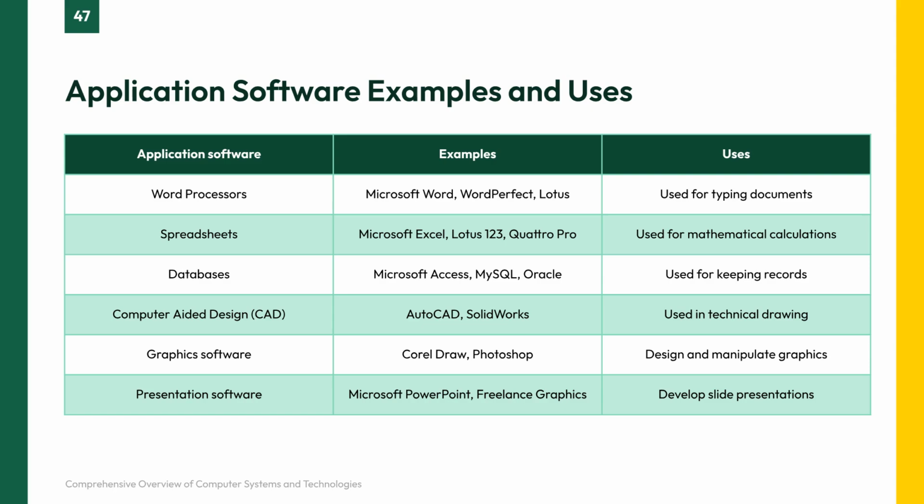Application software performs specific user tasks. Examples include word processors for documents, spreadsheets for calculations, and databases for record-keeping. Other types include CAD, graphics software, and presentation software for technical drawing, image manipulation, and presentations.